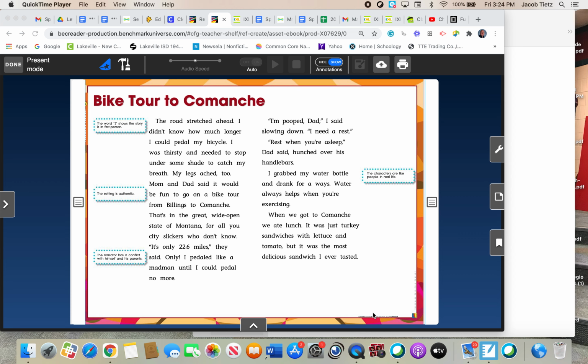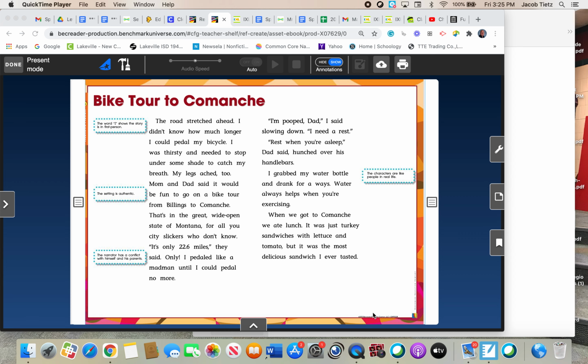The road stretched ahead. I didn't know how much longer I could pedal my bicycle. I was thirsty and needed to stop under some shade to catch my breath. My legs ached too. Mom and Dad said it would be fun to go on a bike tour from Billings to Comanche. That's in the great wide open state of Montana, for all you city slickers who don't know. It's only 22.6 miles, they said. Only? I pedaled like a madman until I could pedal no more.